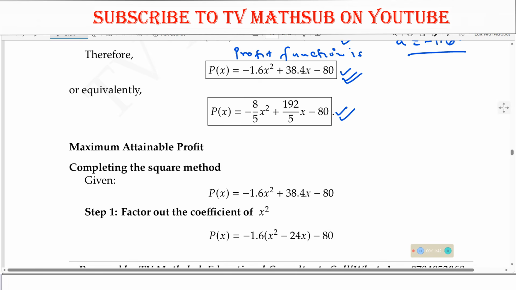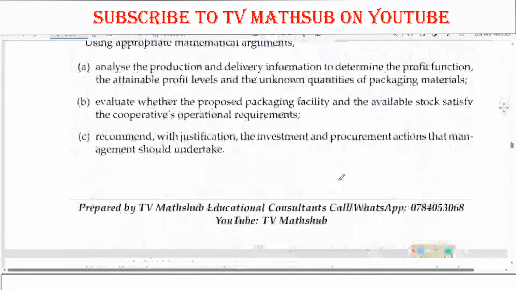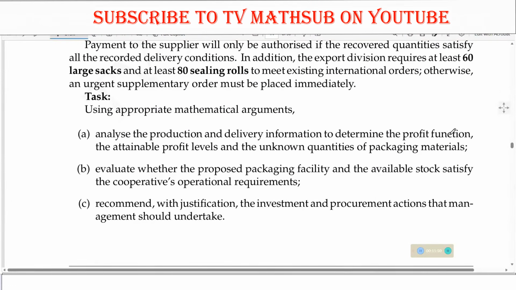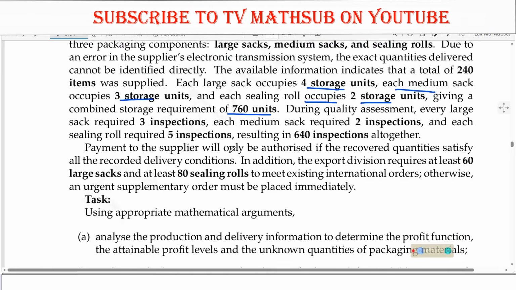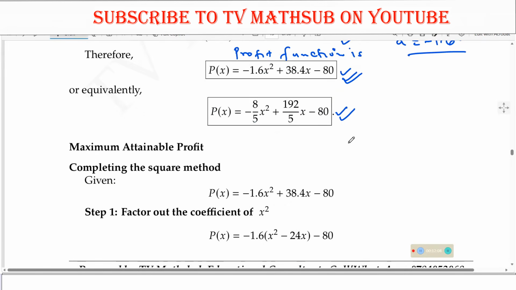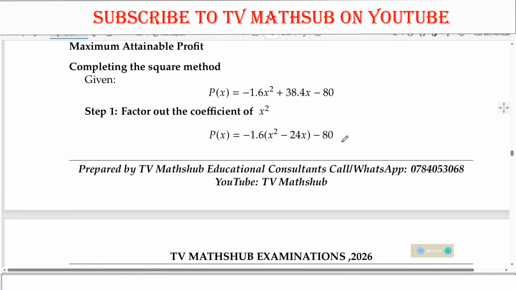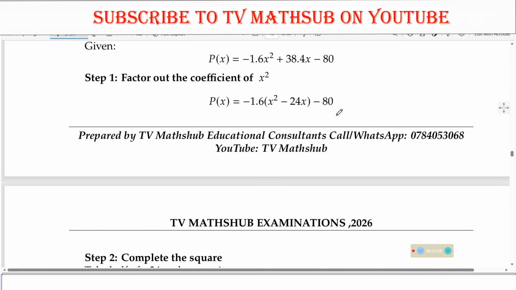So next we are told, determine the profit function. We have obtained that. Then next are the attainable profit levels. They are saying approval for the packaging facility will only be granted if the maximum possible weekly profit exceeds this. So we need to get the maximum weekly profit. And how do we get that? We shall obtain that by using the completing the square method, where we can easily get the maximum.